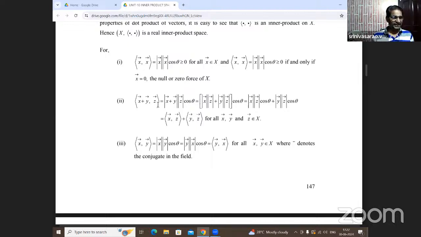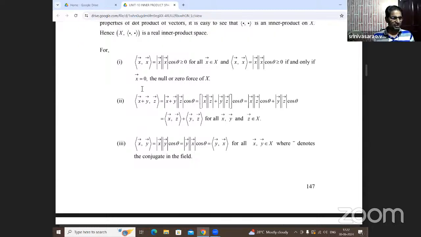The second one is linearity. It can also be written as the inner product of X and Z plus the inner product of Y and Z, times cos theta. Here cos theta is for the unit vector, for all X, Y, Z. These three elements are also forces, the magnitudes of the vectors.